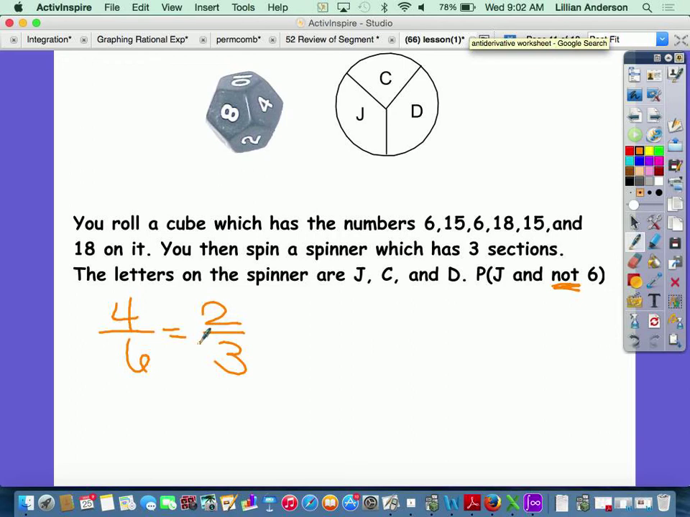And this reduces down to be what? 2/3. What's the probability that I spin the spinner and get a J? 1/3. So to find the probability that I spin a J and roll a number that's not a 6, what do I do to these 2 probabilities? Multiply them. Multiply straight across to get what? 2 out of 9. That's the probability that I'll spin a J and roll a number that's not a 6. Questions?